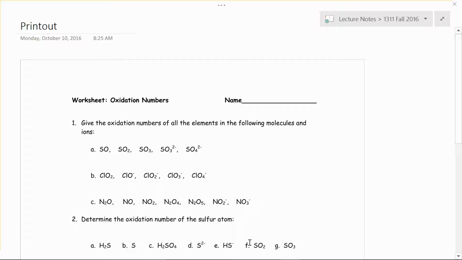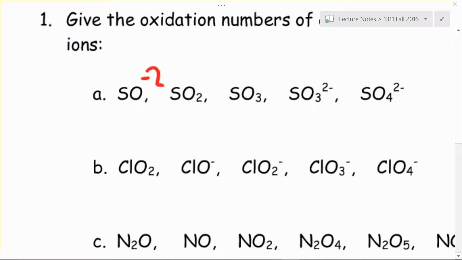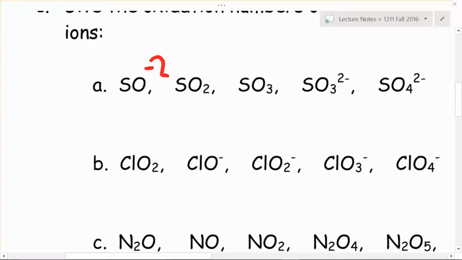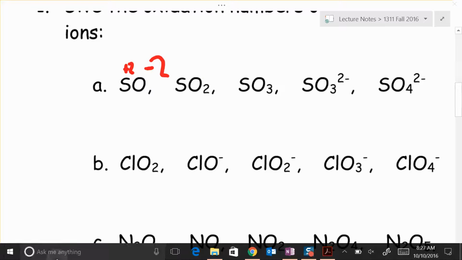Okay, let's see really quickly how you're doing on this first line. So oxygen is -2, right? We can trust that. So the sulfur here would have what oxidation state? +2. Okay. So over here we have -2 for oxygen.